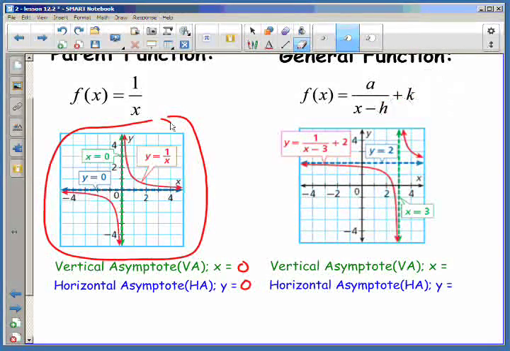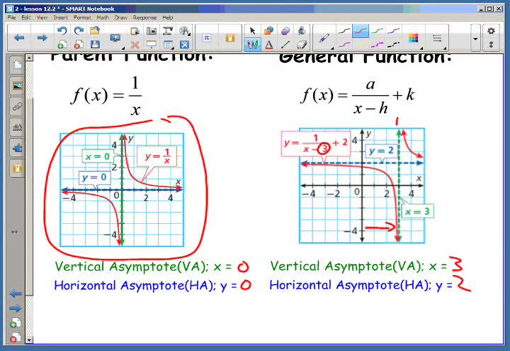So in this case, since it's been shifted to the right 3 units and up 2, we see a minus 3 in the denominator, making positive 3 the undefined or excluded value. And then 2 is the horizontal asymptote.